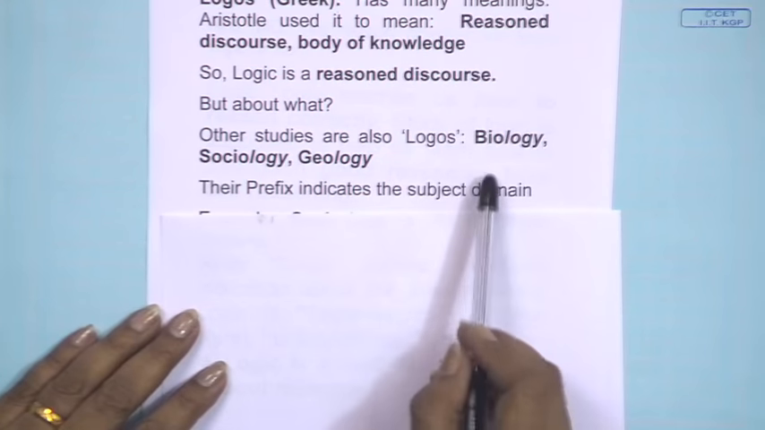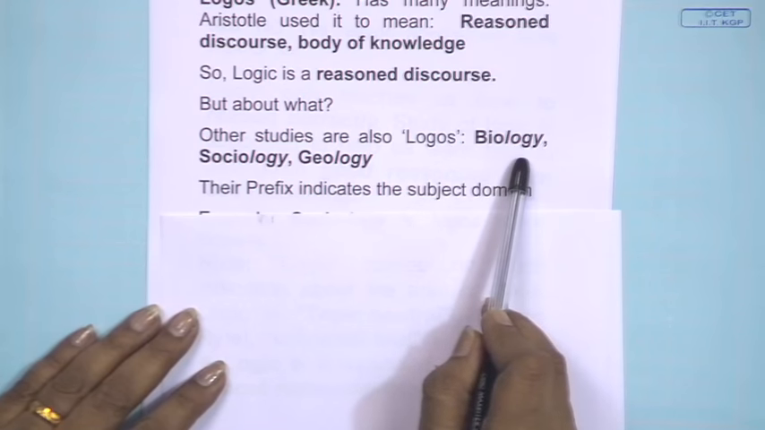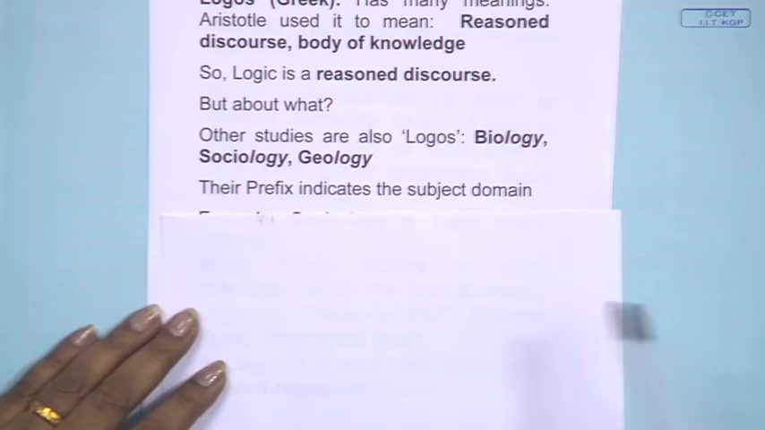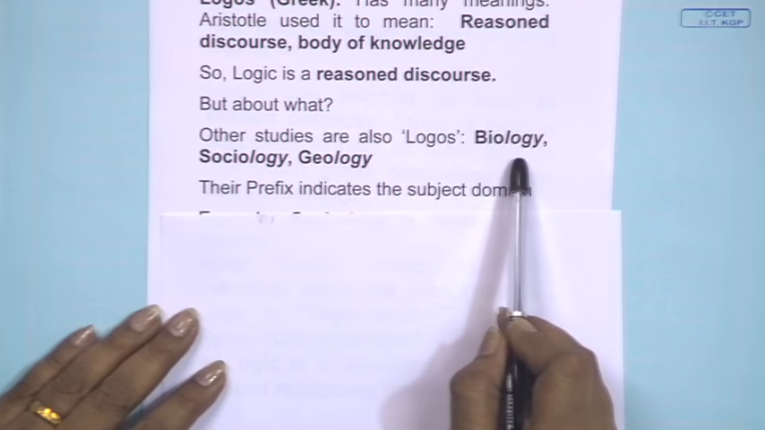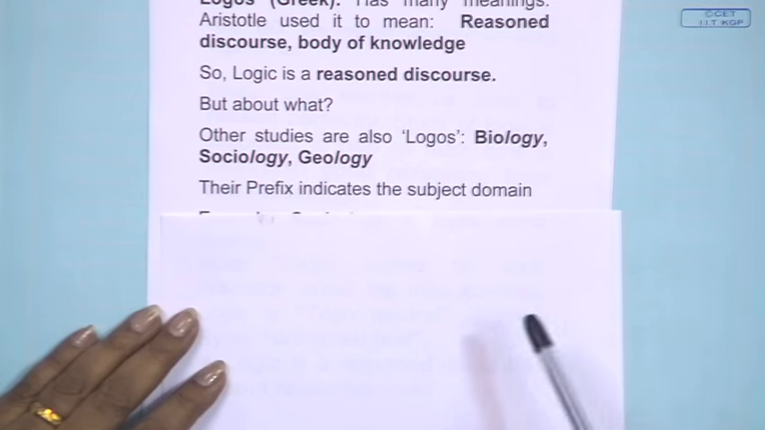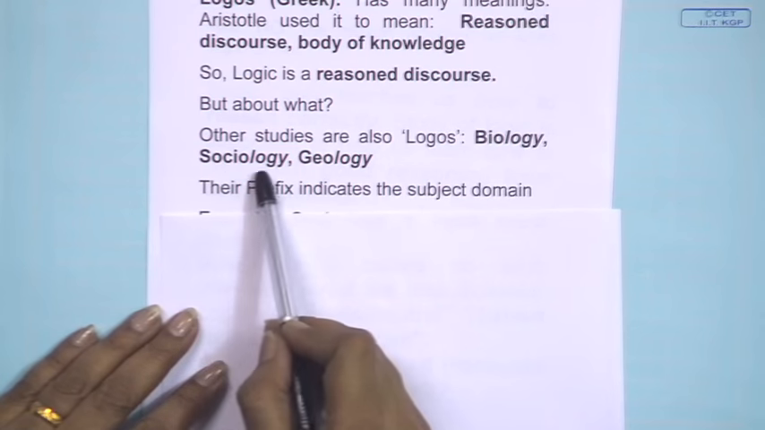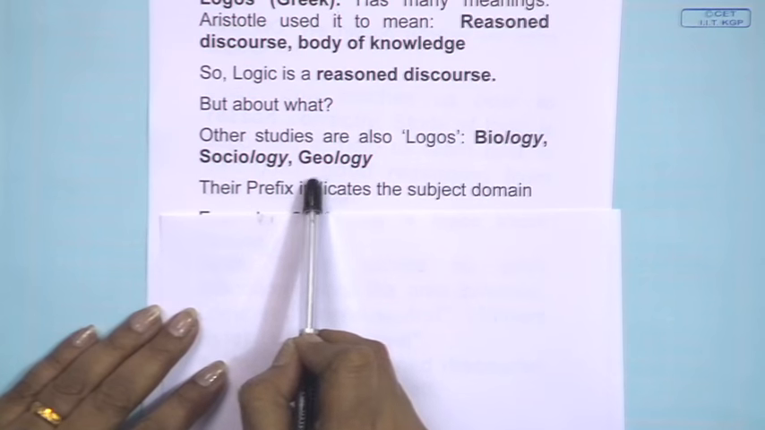What happens is that there is a prefix to the logos, and that tells us what the logos, or the reason discourse, is about. For example, here the prefix is bio, which means that it is a reason discourse about the living or the sphere of life, bios. This is about society, this is about geo, or earth.